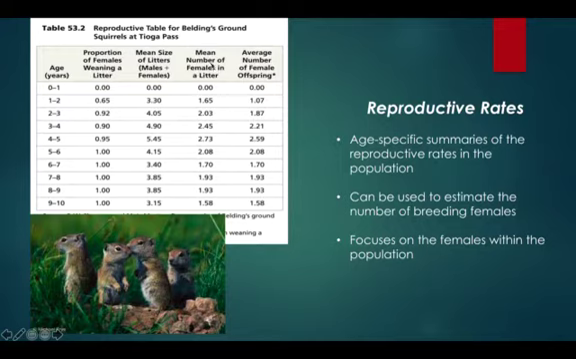Mean number of females in a litter. This is how many more females they are producing, because the females are going to be having litters of their own. And so again, these reproductive rates and reproductive tables are female focused.